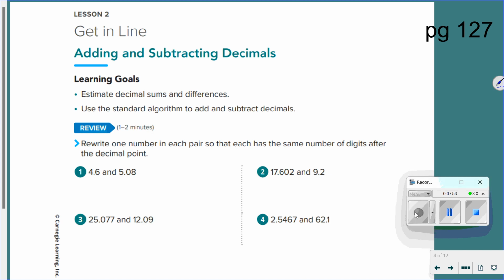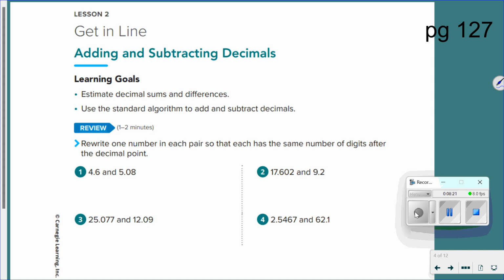All right, as I told you during our math minute this morning, we are going to start with adding and subtracting decimals today. Before we start getting into our new content, I want you to do the review. You are rewriting one of the numbers in each pair so that they have the same number of digits after the decimal point. I'm going to do the first one with you, and then I'm going to let you do the other 3.